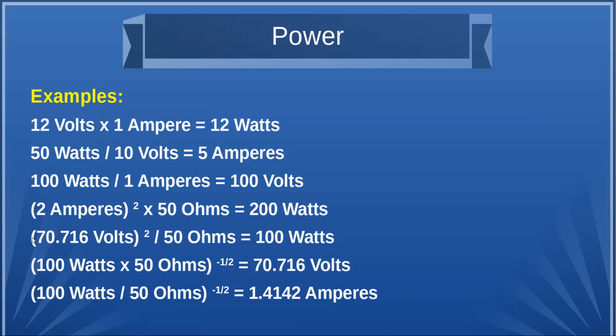This one is of some significance because most amateur transceivers, base stations, will put out 100 watts. So into 50 ohms, that means it's putting out 70.716 volts into that 50 ohm coax. And that's RMS volts.